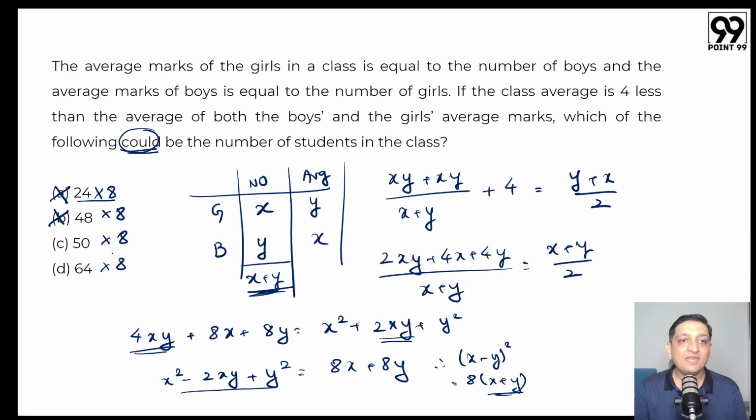50 into 8. Now 50 has 2 5's and 1 2. 8 has 3 2's. So in total, if you look at it, or even if you just multiply it, you will see that 50 into 8 is 400. So this should be our answer. 64 into 8, again if you look at it, 64 by itself is a perfect square, but 8 is not a perfect square, so that will not be our answer. So the correct answer here is going to be option C, that is 50, which could be the number of students in the class.